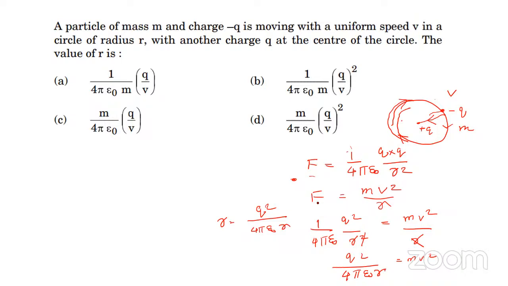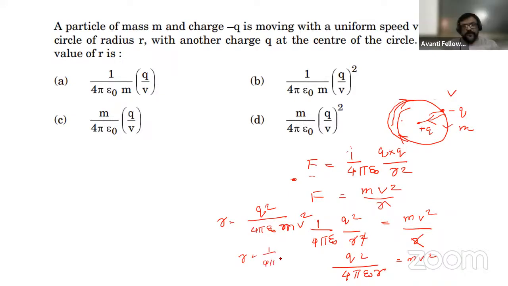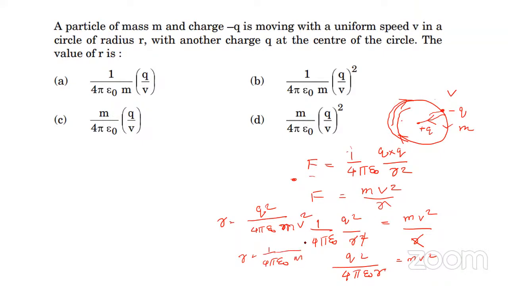We were asked to find the value of r. Here we have 4 pi epsilon 0 r into mv square is equal to q square. So r is equal to q square divided by 4 pi epsilon 0 into mv square. So r will be 1 by 4 pi epsilon 0 into... Please switch off all other mics. We have an m here, and we can write this q square by v square as q by v the whole square. So this is the answer.